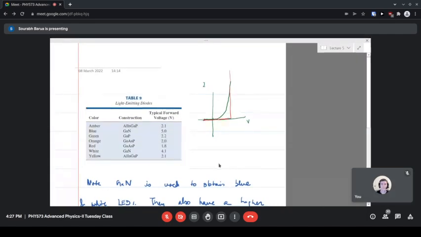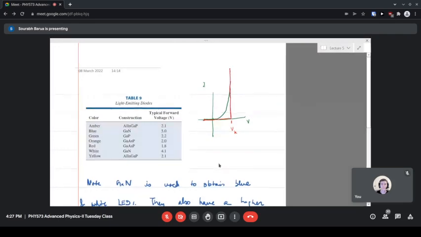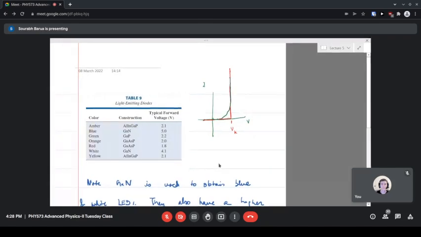So it will not conduct till the knee voltage is reached, and as soon as the knee voltage is reached, it will give you infinite current. So that is the ideal diode characteristic. But in a practical diode, you get this kind of green curve. The current will actually start rising, and then you can say that it's almost becoming vertical after that.